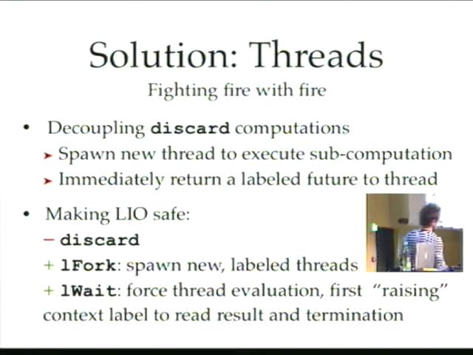Finally, if you actually want to look at this result, we do provide a primitive for that, and that's called lwait. Whatever lfork returns, which is kind of like a labeled future, is used by lwait to observe the result and/or termination of this thread. But the important thing to note is that lwait first raises your label, so if the thread never terminated, it doesn't actually matter, because who you're leaking this information to is somebody in a higher context.